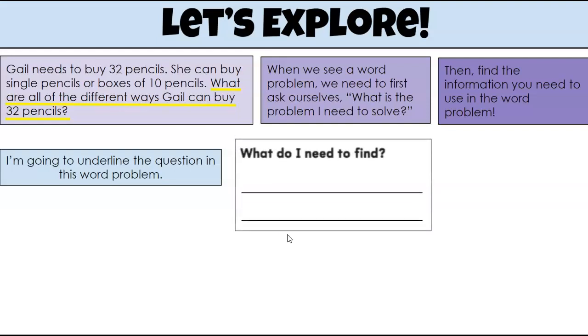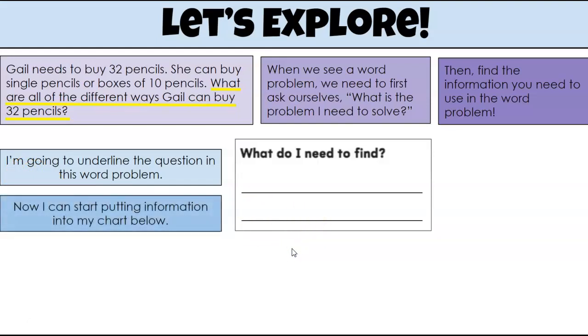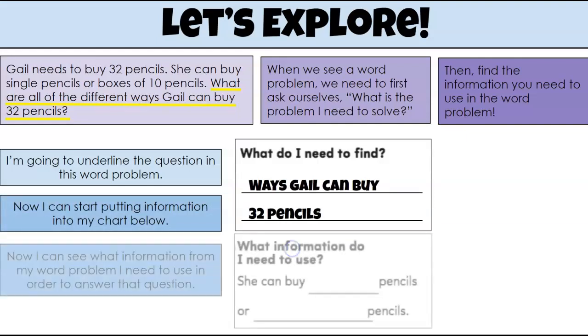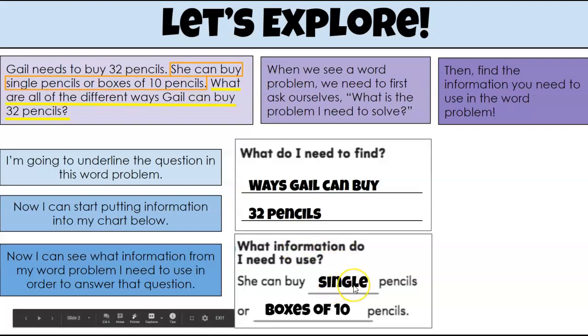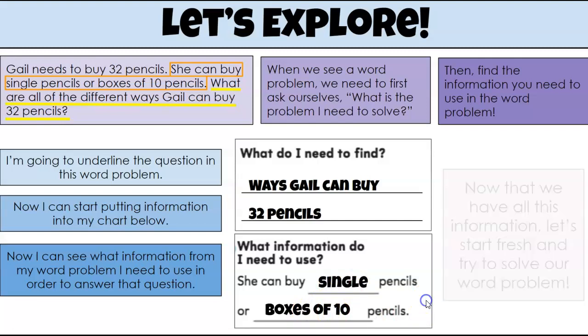I have a little chart here. You have that on your paper, and it says, what do I need to find? And then right next to it, it says, what information do I need to use? They already filled it in for you, so you don't have to do that. It says ways Gail can buy 32 pencils. Now I need to find out, what information do I need? The information that I need is I can buy single pencils or I can buy boxes of 10 pencils.